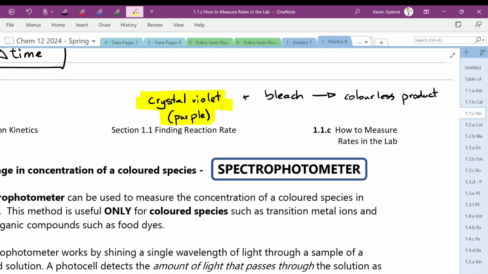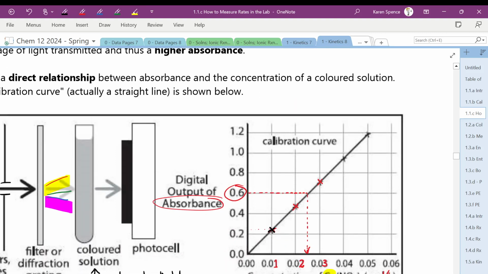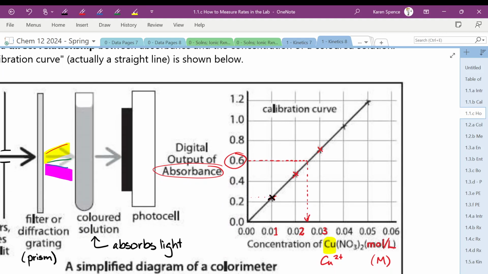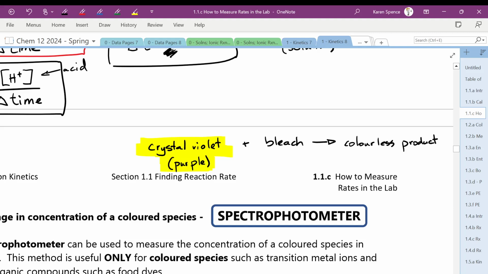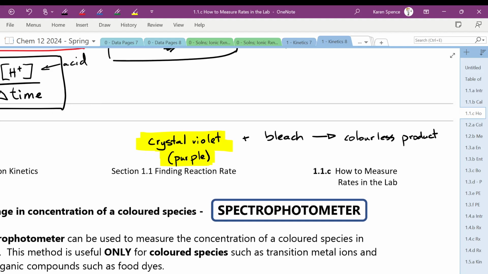All right? So all those extra details, how the spectrophotometer works, what the name of the spectrophotometer is, the fact that you can plot the absorbance versus the concentration, you don't really need to know any of that. You just need to know that if you have a colored species, you can measure a change in its concentration. Is good? Okay.